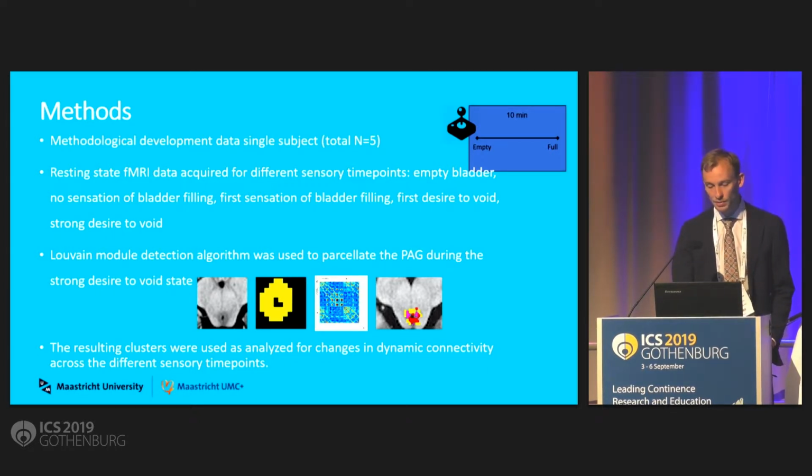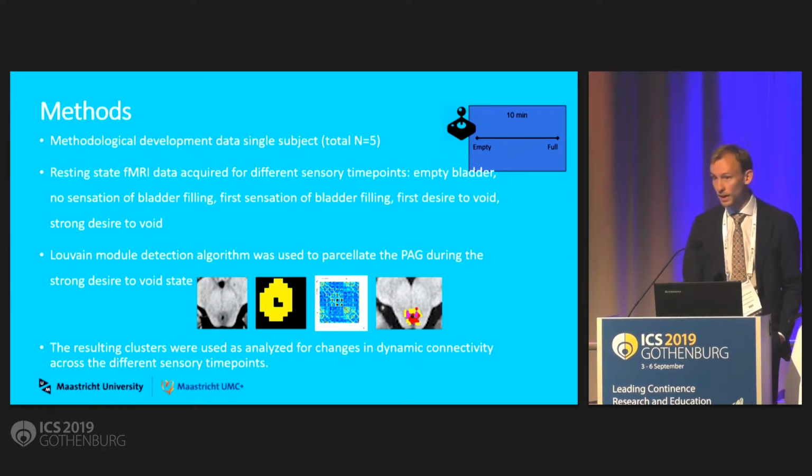Once the participant indicated a strong desire to void, we started the last scan. On this last scan, we parcellated the PAG, and we did this by identifying the PAG in the anatomical images from our subjects. We then drew a personalized mask of the PAG, and we put all the voxels within this mask into a square connectivity matrix that was then parcellated using the Leuven module detection algorithm.